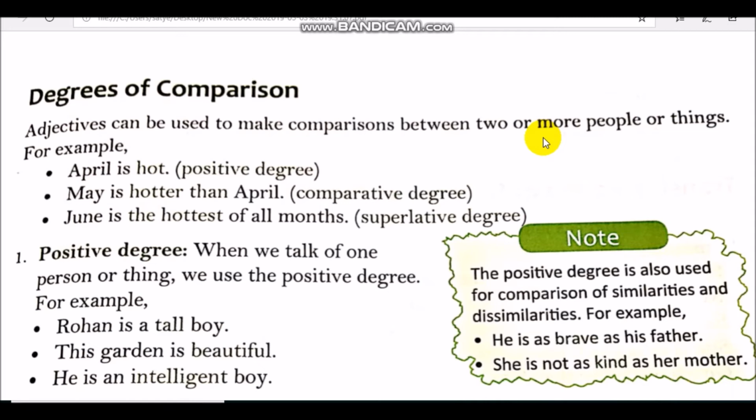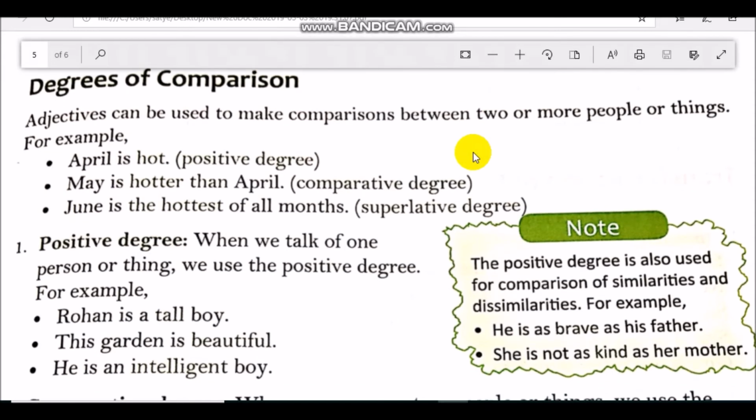But when I say May is hotter than April, here I am making a comparison. I am comparing that May is hotter than April. And then at the last I am saying June is the hottest of all months. So there are basically 3 kinds of degrees.